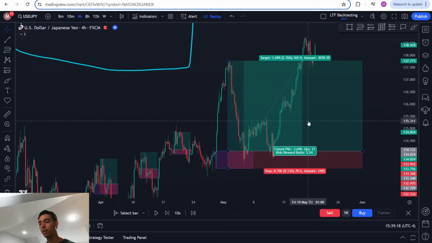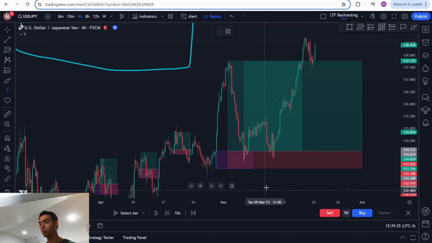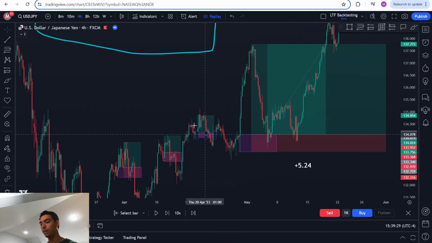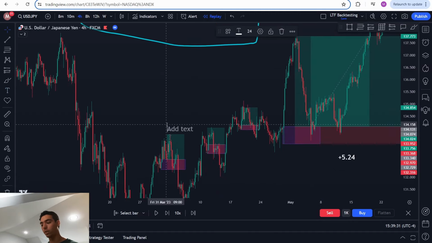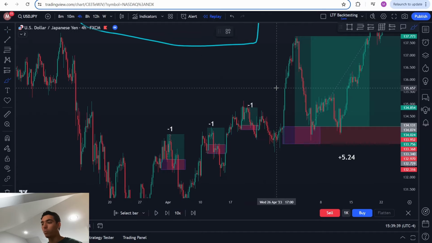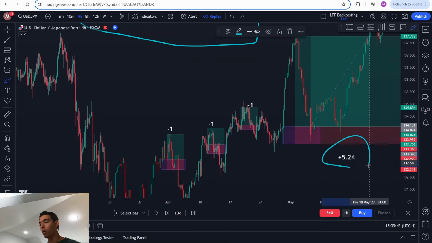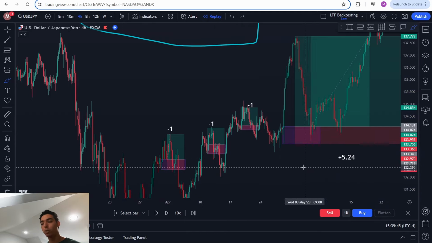Now, this win is a plus 5.24. The risk-reward ratio is 5.24. So that's plus 5.24 RR. And these can all be minus ones. So minus one, minus one, minus one. Even though we lose more than we win, the overall RR is still positive. That's plus 2.24 RR.